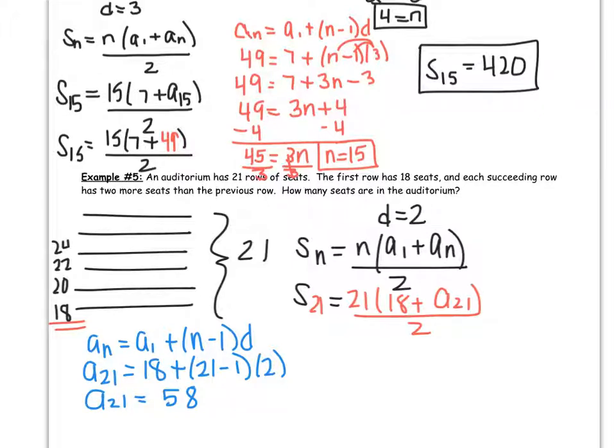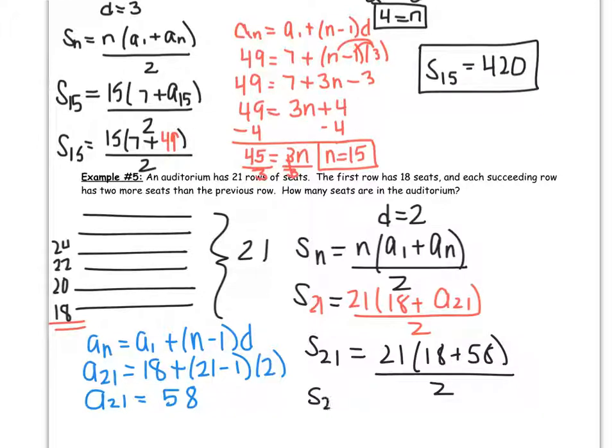is 58. So S sub 21, the sum of the first 21 terms, is 21, 18 plus 58, all over 2. So type that into the calculator and then hit resume when you're ready for the answer. Okay, I got S sub 21 to be 798. So in that auditorium, there should be 798 seats total.